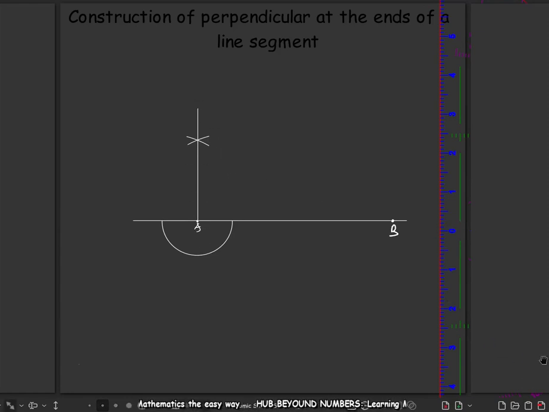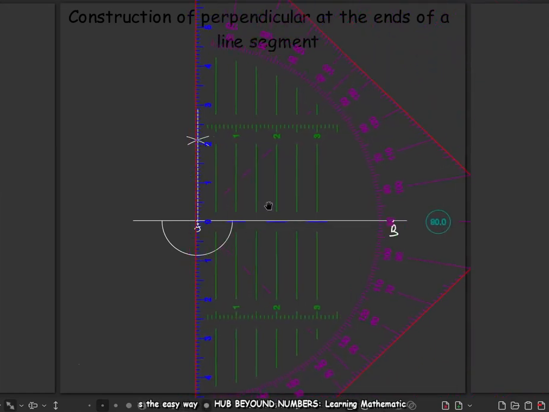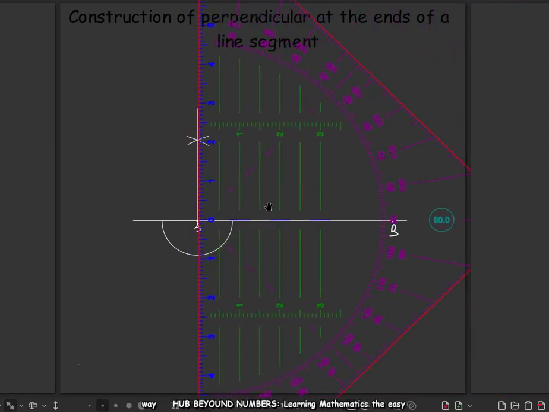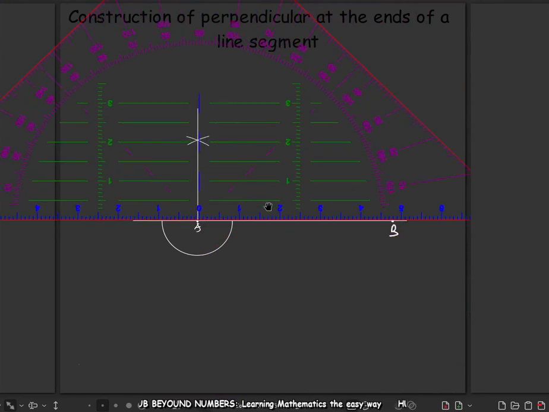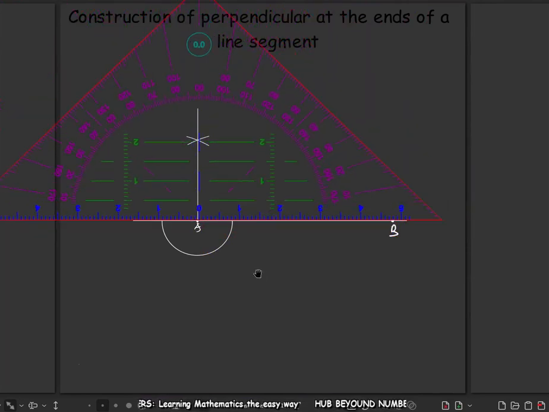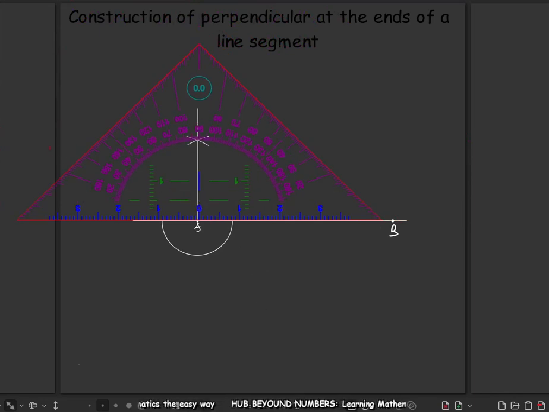And as we did for the previous one, to confirm, if you come here and measure the angle that has been formed, you realize that it is a 90-degree angle, as you see over here. Yes. So with that said, let's look at our last construction, after which we will look at construction of angles in our next video.